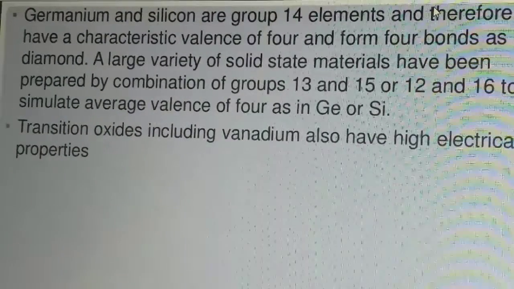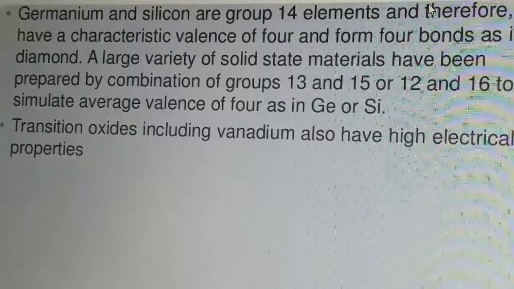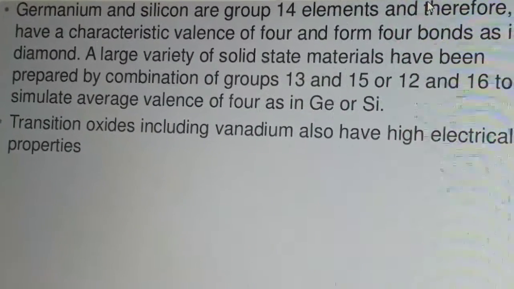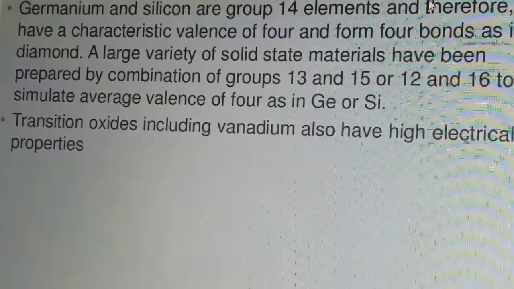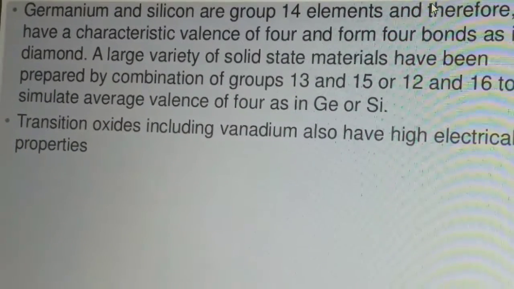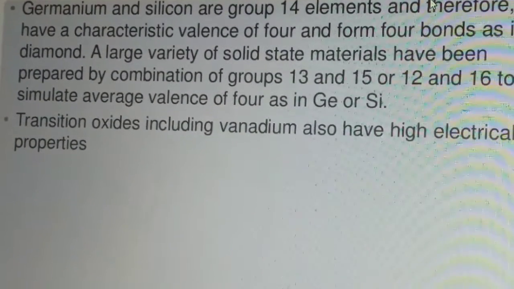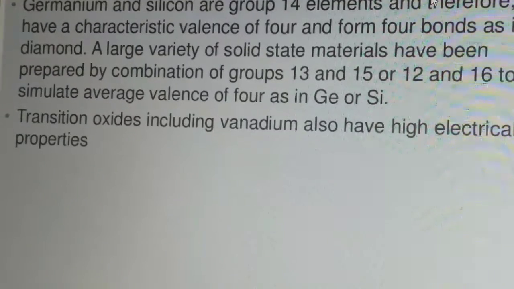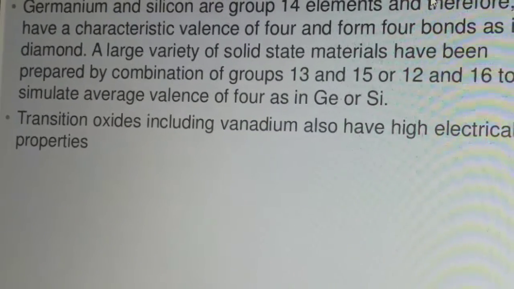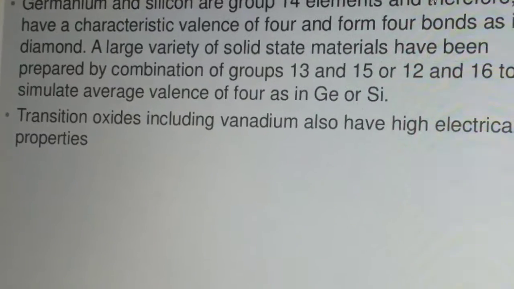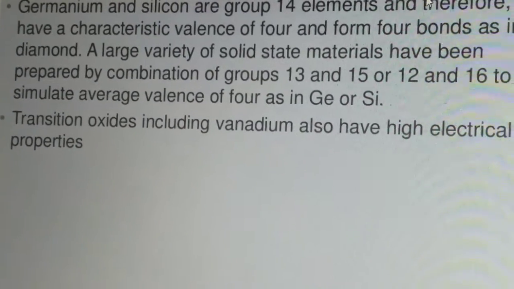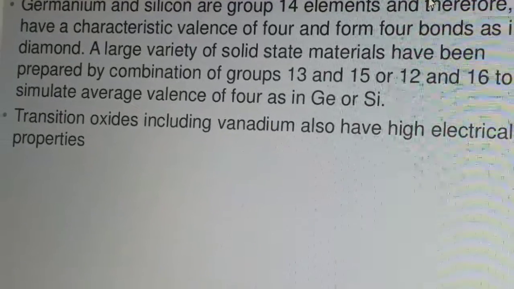So when you combine group 13 elements with group 15 elements and form a compound, that compound will have the conductivity like silicon or germanium. In the same manner, group 12 and 16 combination. Suppose you take zinc, which belongs to group 12, and sulfur, which belongs to group 16. When you combine these, you get zinc sulfide. Zinc has 2 valence electrons and sulfur has 6. Finally, the average will be (2 plus 6) by 2, which gives you 4.